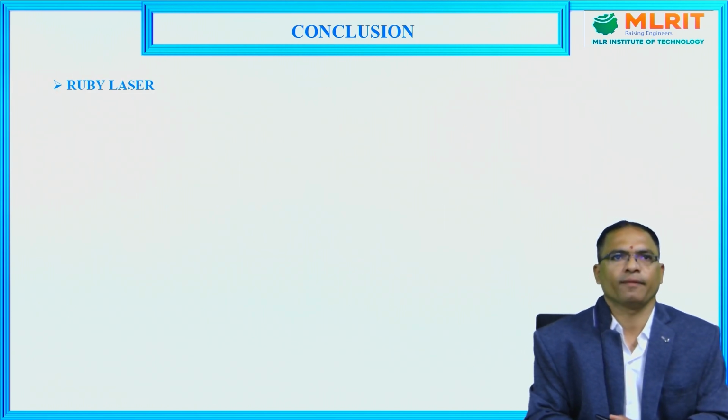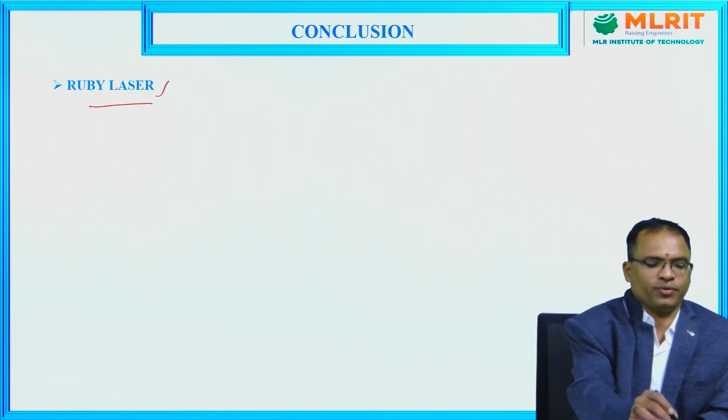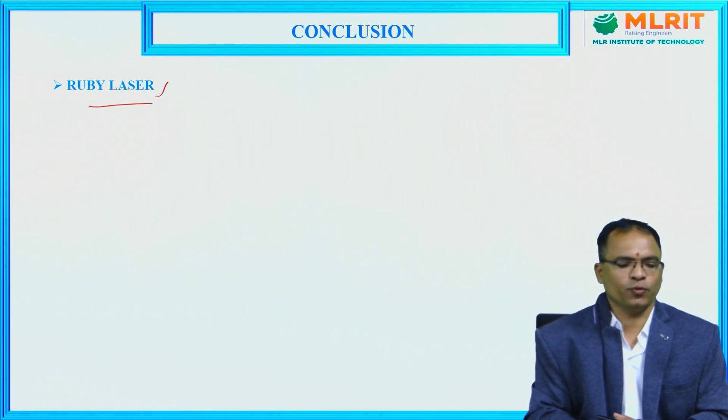Coming to the conclusion, today we discussed the block diagram of a laser system, how any laser system will work, and also particularly the carbon dioxide laser: its introduction, working, construction, and finally the applications. In the next class we are going to discuss one more important laser which is in the syllabus, that is the ruby laser. Thank you.